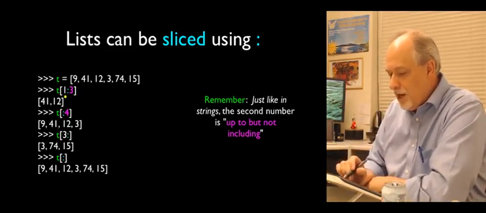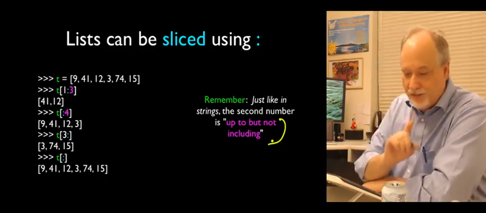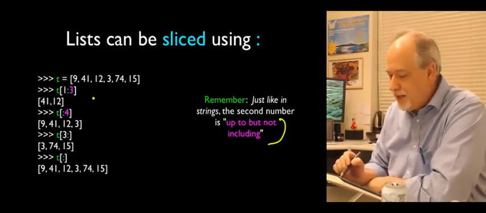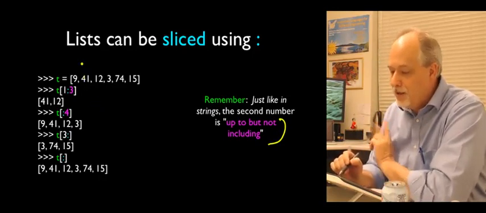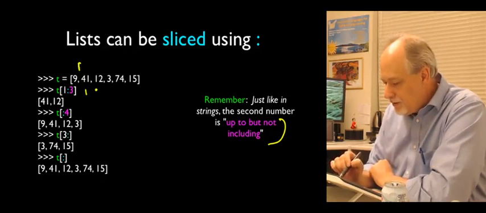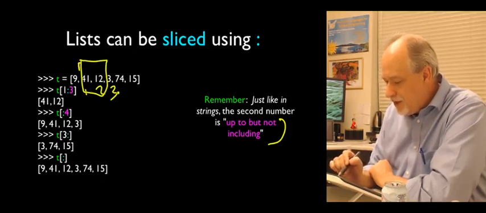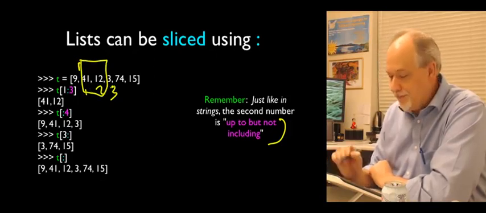So 1 up to but not including. Just remember, the second parameter is up to but not including. So that starts at sub 1, which is the second one, up to but not including 3, the third one. So this is 1, 2, and 3. So that's 1, 2, starting at the first one up to but not including the third one.